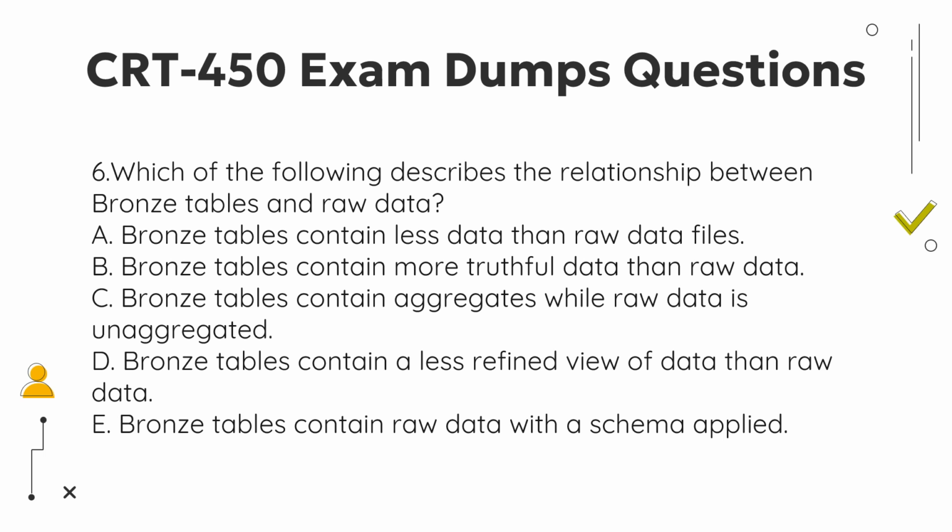6. Which of the following describes the relationship between bronze tables and raw data? A. Bronze tables contain less data than raw data files. B. Bronze tables contain more truthful data than raw data. C. Bronze tables contain aggregates while raw data is unaggregated. D. Bronze tables contain a less refined view of data than raw data. E. Bronze tables contain raw data with a schema applied.